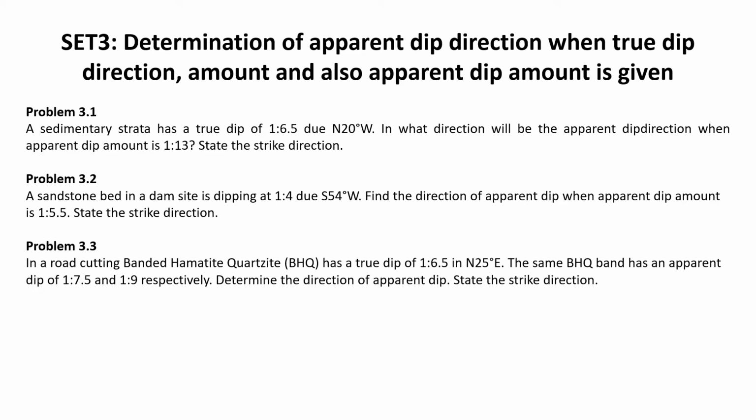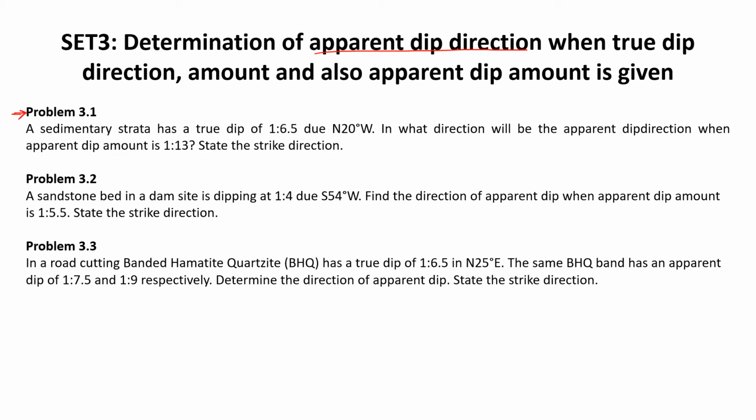Okay, so we'll be seeing today the set number 3 of dip and strike problem, where we need to determine the apparent dip direction. We need to determine the apparent dip direction when true dip direction as well as amount and apparent dip amount is given. So here the three things are being given, and among that we need to identify only one parameter. Okay, so these problems, let's see the first problem.